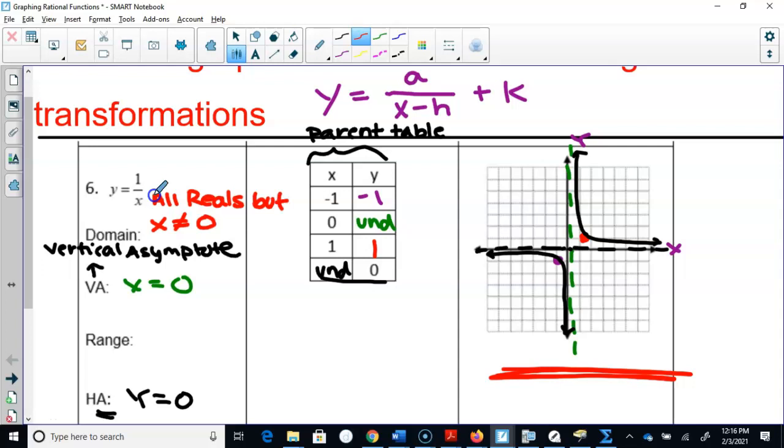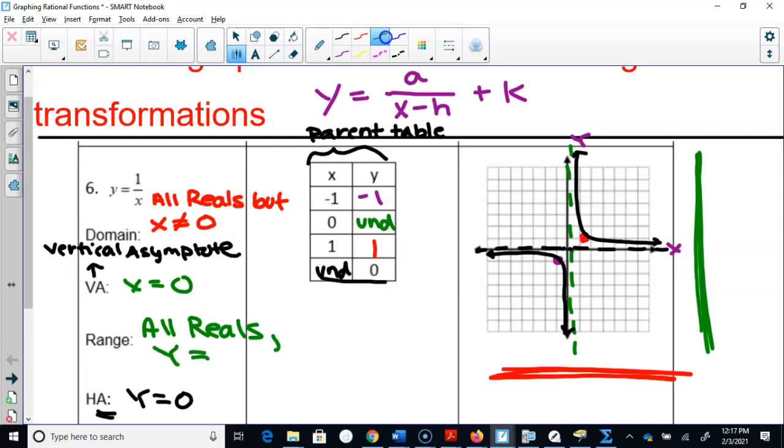Now let's talk about the range. The range is all the Y values up and down that we can have. So is there anywhere in the graph where we can't have a Y value? And we can't have a Y value at Y equals 0. So we can have it everywhere else. Okay, so we're going to put all reals, meaning all real numbers, but Y cannot equal 0.